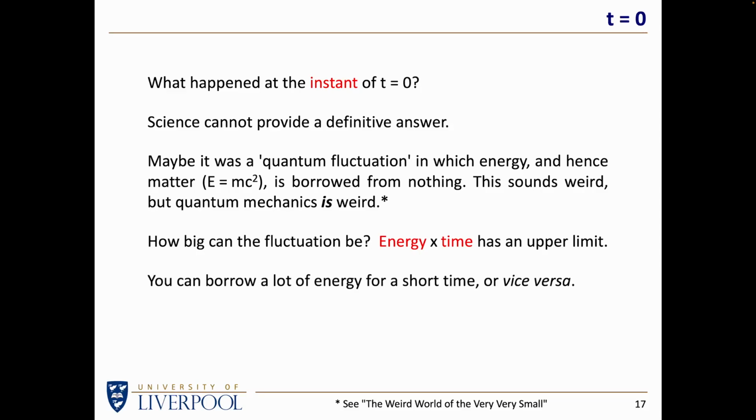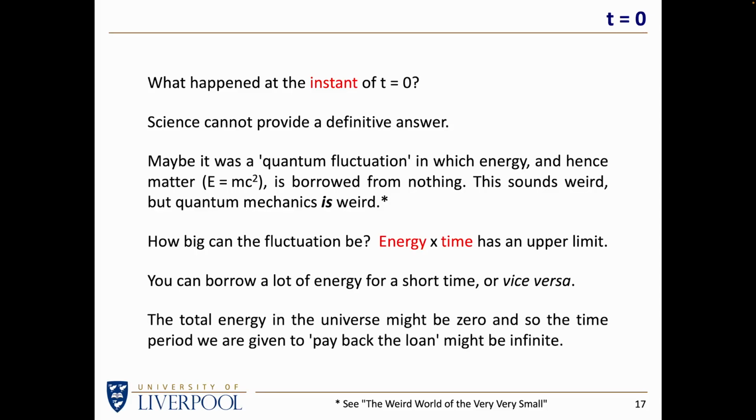But even though you can borrow a lot of energy for a short time or vice versa, working out how long we have to repay the loan depends, of course, on what the total energy that we've borrowed is. And the curious thing is, if you work out the total energy of the universe, all of the gravitational energy from all of the objects that we see, and all of the mass energy converted, as it were, through E equals mc squared into an equivalent energy, when you add it all up, the answer is apparently 0.